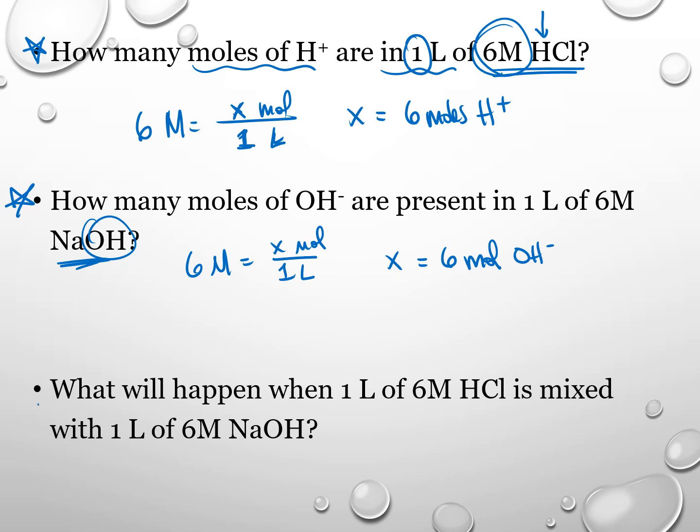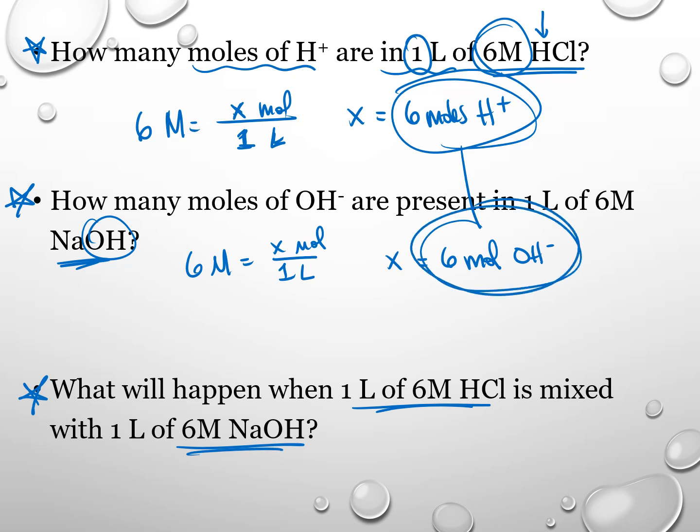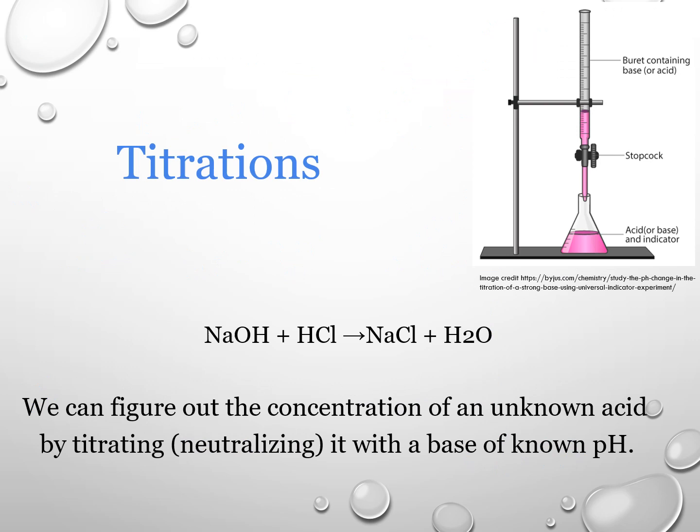So when I mix these two, my 1 liter of 6 molar hydrochloric acid and my 1 liter of 6 molar sodium hydroxide, those 6 moles of hydrogen ions and those 6 moles of hydroxide polyatomic ions definitely make 6 moles of water. And so again, we're just looking at how those equal numbers of hydrogens and hydroxides can balance each other out, and we end up with water instead of acids or bases. And that's exactly what titrations are all about.